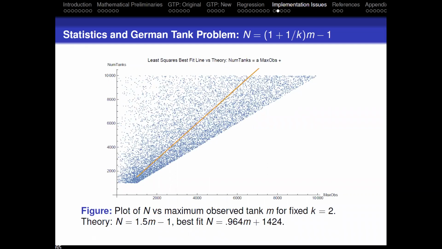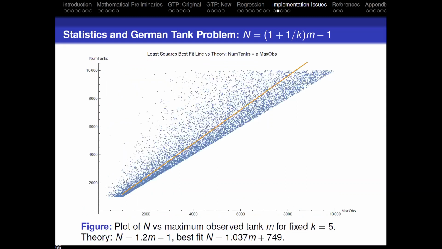We can see what would happen when K equals 2. Here, the best fit theory is 1.5. This is giving us 0.964. We go up to K equals 5. At least now, finally, we have a constant that's greater than 1, but it's still pretty far from the 1.2, which is best.